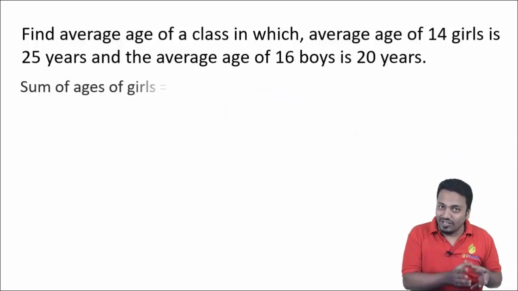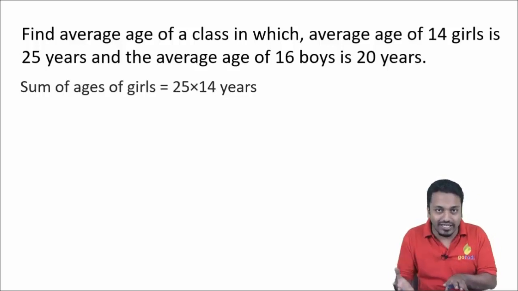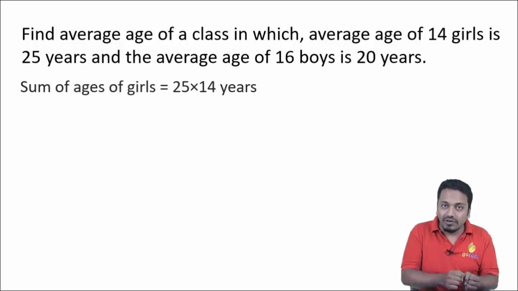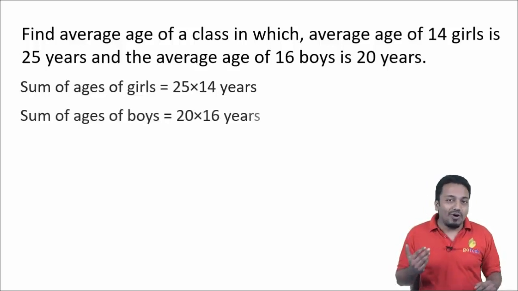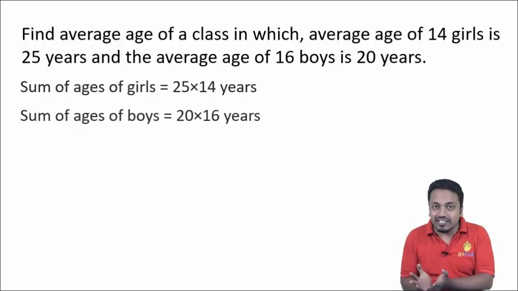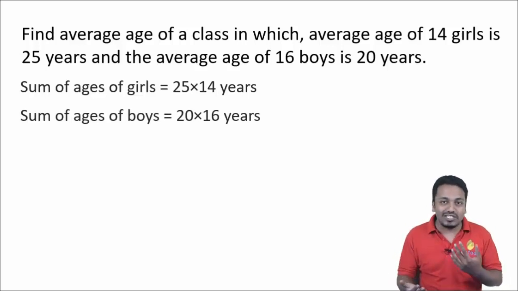Sum of age of girls will be average into number of girls. Okay, total sum is average into number of quantities. So sum of age of girls will be 25 into 14. Similarly, sum of age of boys will be average age of boys into number of boys, that is 20 into 16 years.